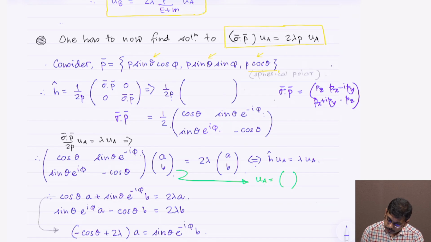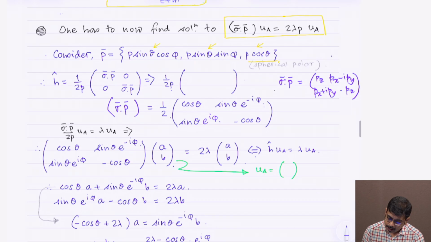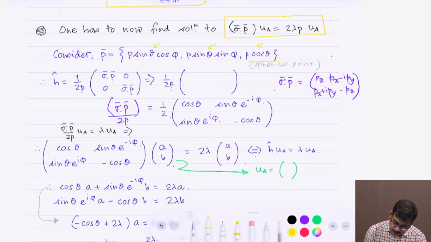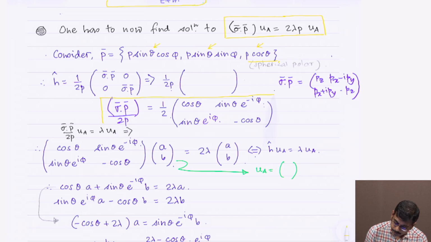Now, if you put these values, pz is p cos theta, px minus i py becomes sin theta e to the power minus i phi, px plus i py becomes sin theta into e to the power i phi, and minus pz becomes minus p cos theta, the p gets cancelled with outside. So, basically this sigma dot p divided by 2p simply becomes 1 by 2 of the matrix with cos theta, sin theta e to the power minus i phi, sin theta e to the power i phi, and minus cos theta. Okay. So, this is what we read. Now, the eigen equation was sigma dot p by 2p UA giving you lambda into UA.